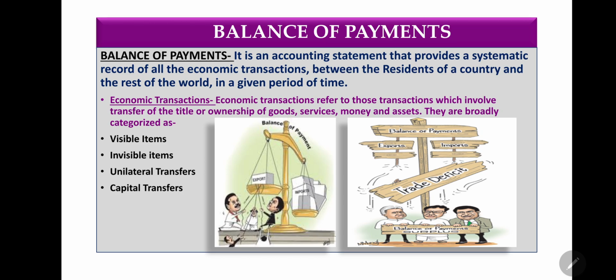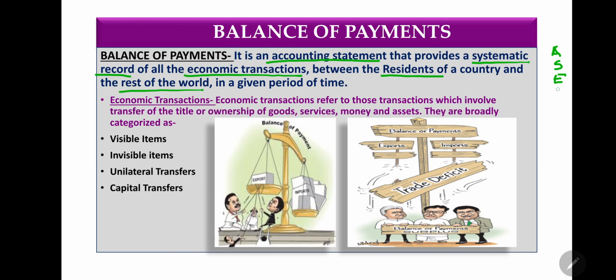To begin with, let us understand the term balance of payment. Balance of payment has certain terms in its definition which are mandatory while we understand what is balance of payment. First, it is an accounting statement. And second important term is it's a systematic record. And the next important term is record of economic transactions only. And these transactions are between the residents of the country and the rest of the world.